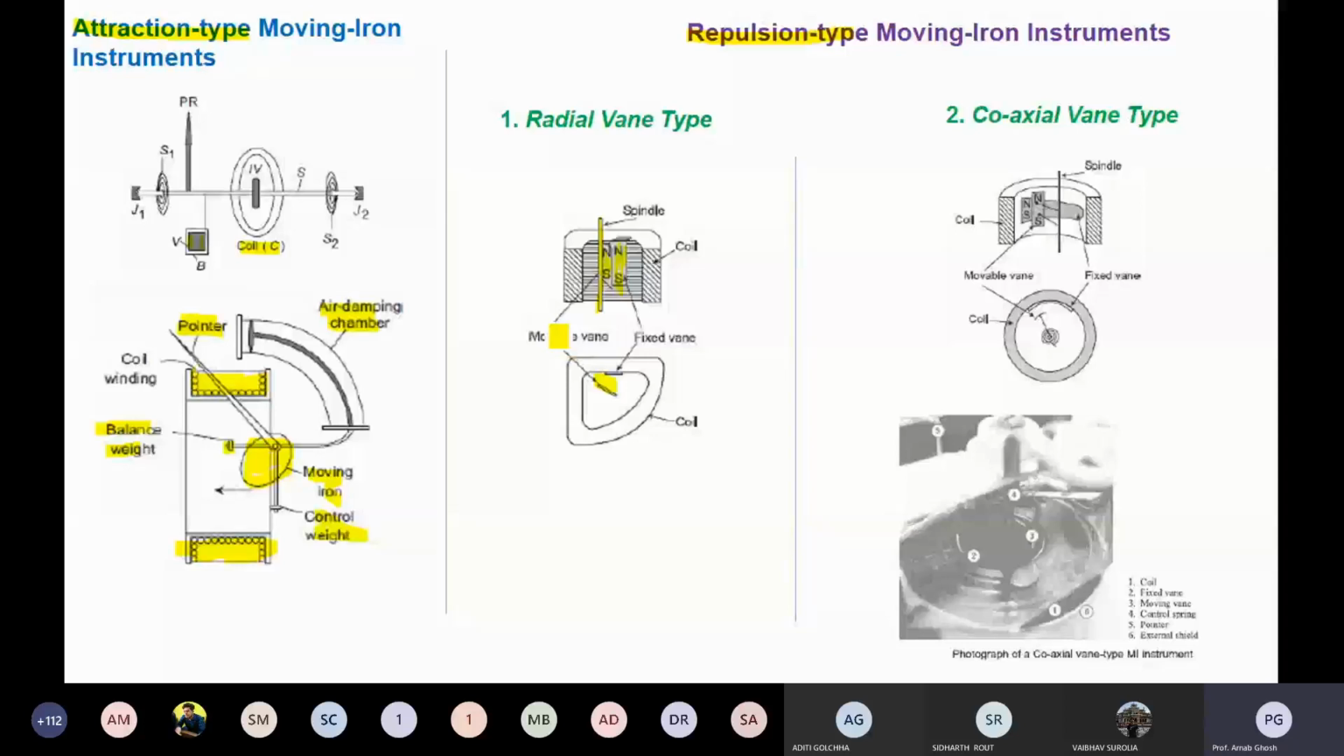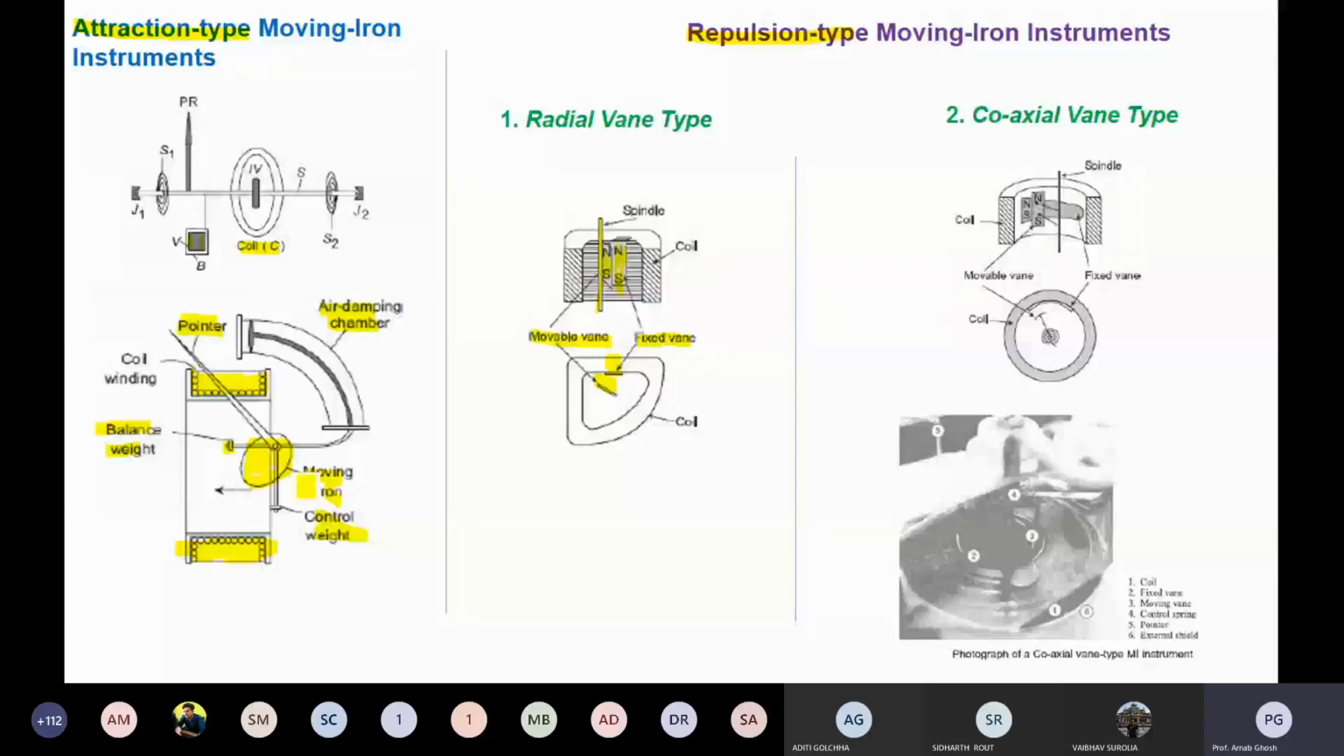So then what happens? Both of the magnets are there, so they are repelling each other. If they are repelling each other, that may cause what? That may cause repulsion of the pointer, or the deflection of the pointer. The pointer is connected to the spindle.